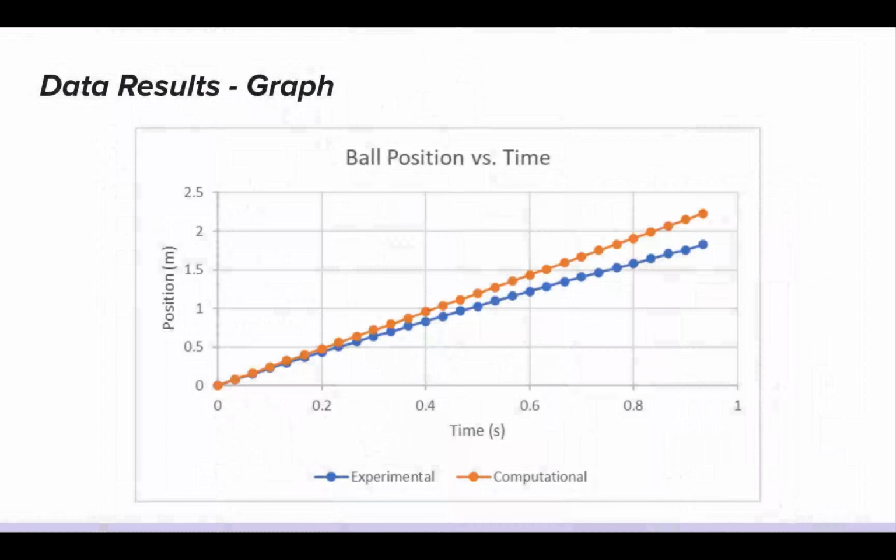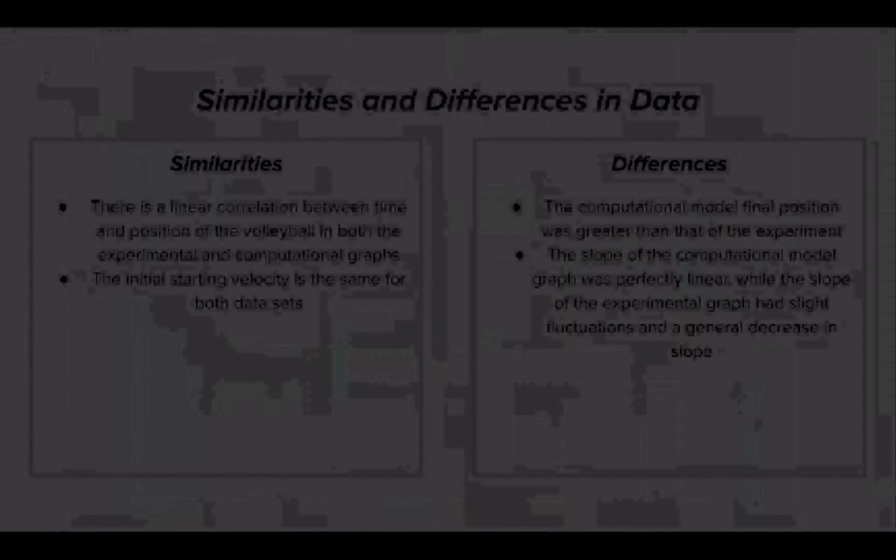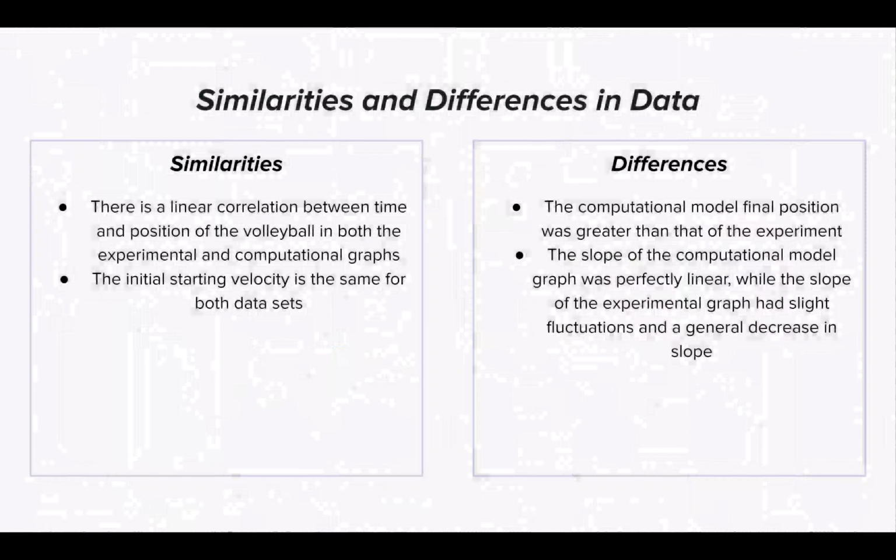When both the experimental and coding data were put onto one graph, the following graph was observed. The similarities in the data are that there is a linear correlation between time and position of the volleyball in both the experimental and computational graphs. Additionally, the initial starting velocity is the same for both datasets.